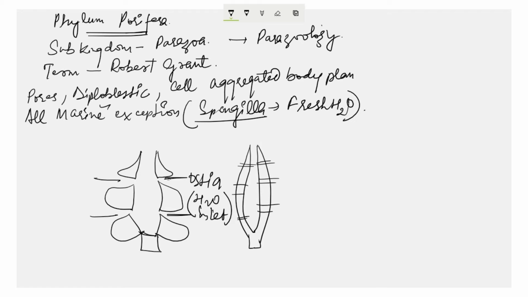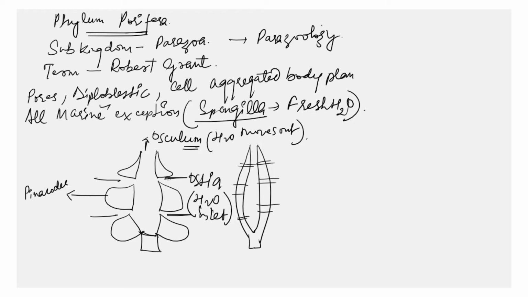From here, water enters the sponge body, and this one larger one is the osculum. From here, water moves out of the sponge body. Basically, it is the water outlet. The external body wall is called pinacoderm, and the inner body wall has these flagellated cells, which we call collar cells or choanocytes. So this inner body wall is called choanoderm. In between this pinacoderm and choanoderm, this layer is called mesoglea or mesenchyme.